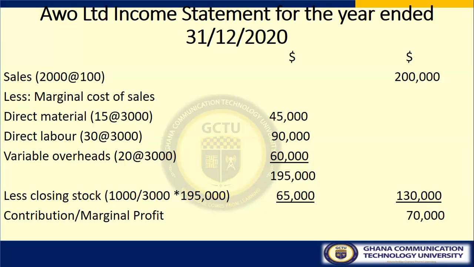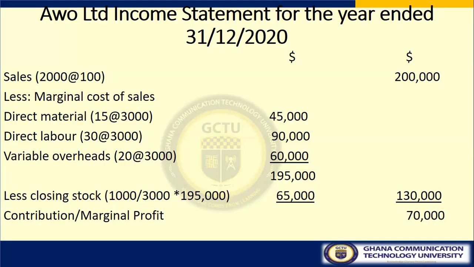This is a format. When we say format, it means it's a principle. You must follow this principle. You cannot bring the direct material to after contribution. It makes your solution wrong. All the variable costs will come first before you get a contribution. Then less your fixed cost to get your net profit. That is the format for marginal costing.